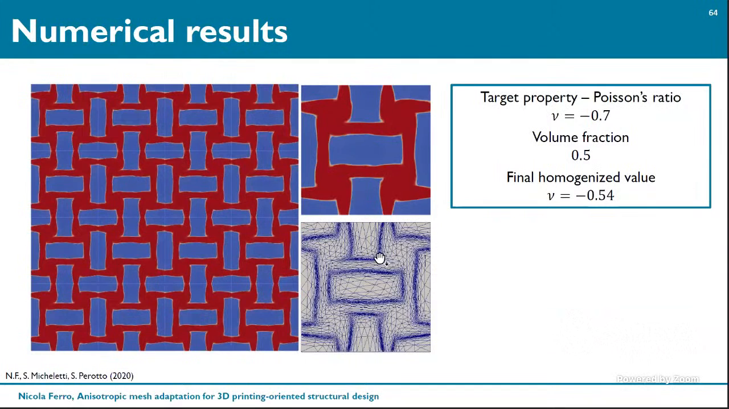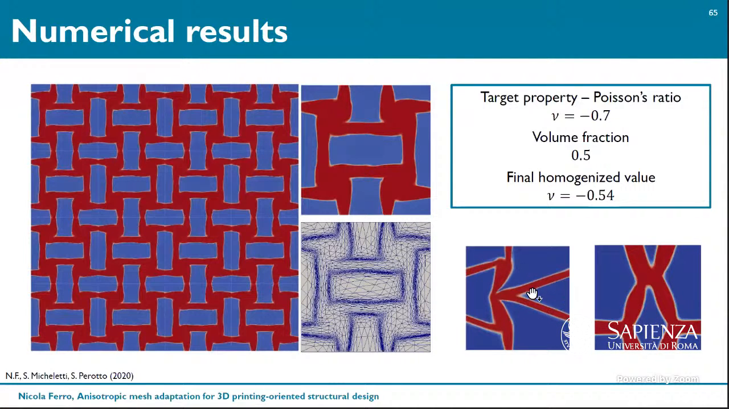Again, you can see that the anisotropic mesh adaptation well follows the directionalities of the boundaries of the unit cell that we are describing, and is such that we limit the computational resources that we are employing while ensuring accuracy. Of course, all this machinery can work if we change the targeted property. Again, you can design, for example, another auxetic material with a different Poisson ratio, or you can determine a different metamaterial in the presence of different properties that you want to impose. And again, mesh adaptation works fine in identifying the boundaries of the structure.